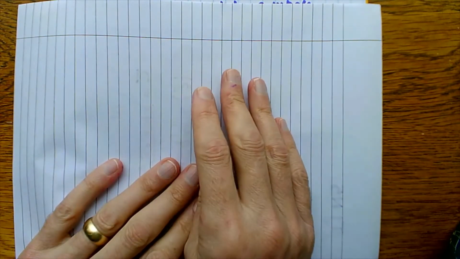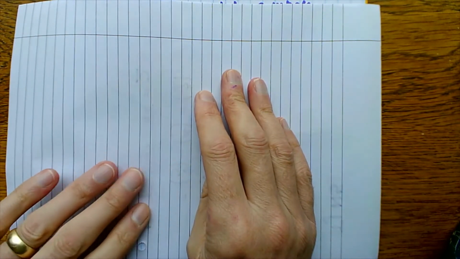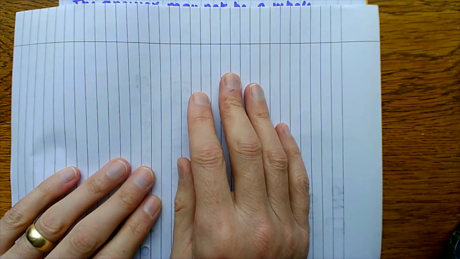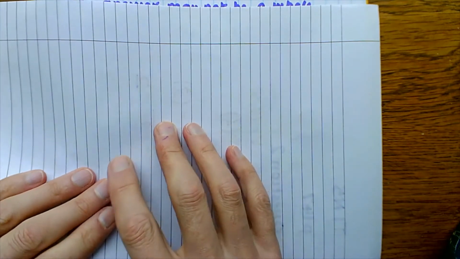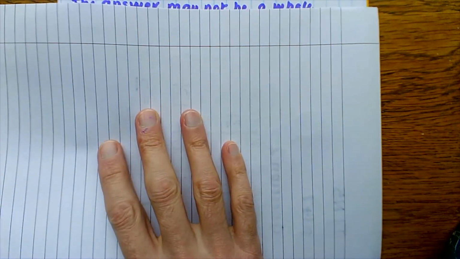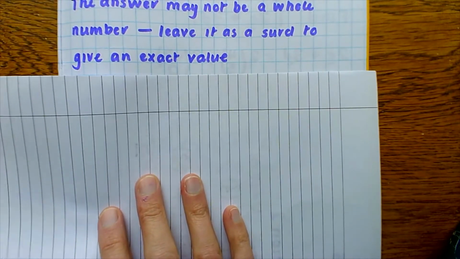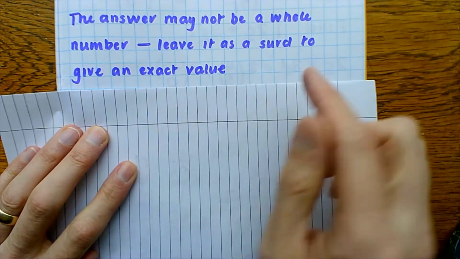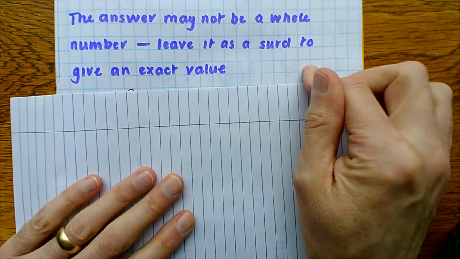Okay folks, I want to speak now about an issue that's going to come up, because the examples in that first bit were hopefully picked fairly carefully, so your answer was a whole number, but that's often not the case. So what happens? The answer, this is us adding to our note: the answer may not be a whole number. Leave it as a surd to give an exact value.